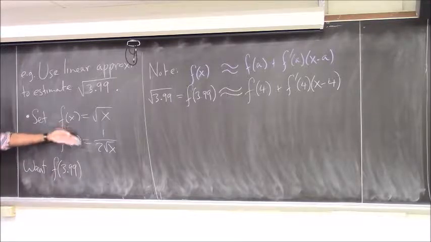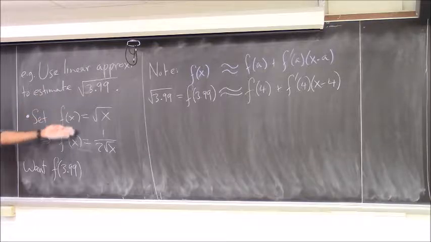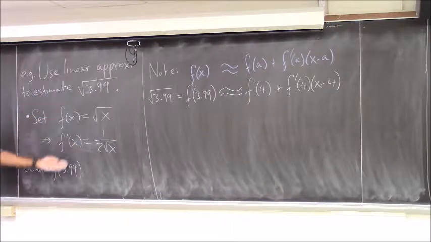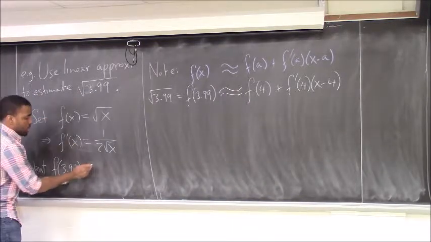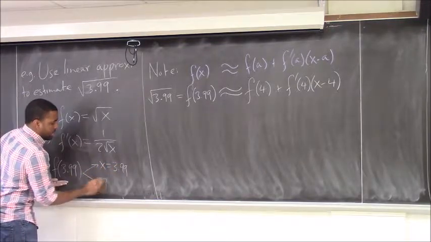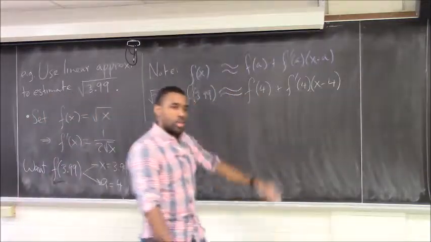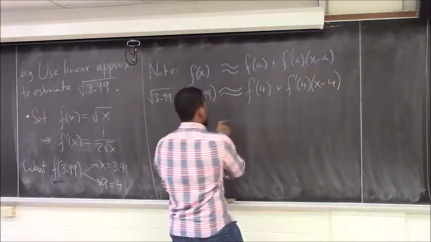So I set up a function that seems to appropriately match the thing that I want to calculate. I know the function and its derivative. I know what I want, so at that point I set my x to be 3.99 and my a to be 4, and I'm going to plug it into the linear approximation formula. Now let's see what this actually gives me.